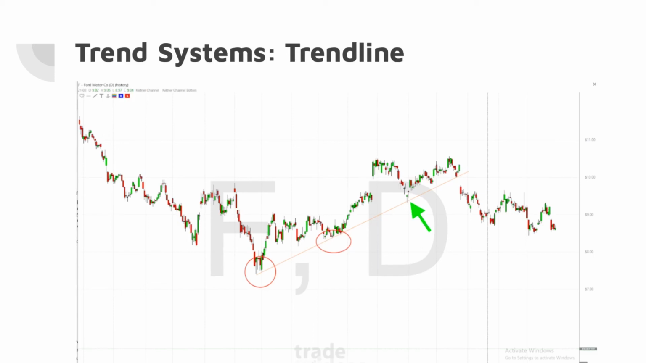So the first one is just using trend lines. We talked about trend lines in the last one. We talked about how to draw trend lines. Of course, you need two points for any line. Anything other than that is an extrapolation.